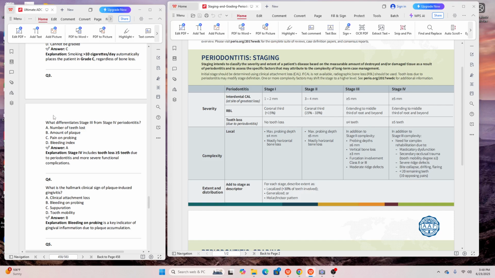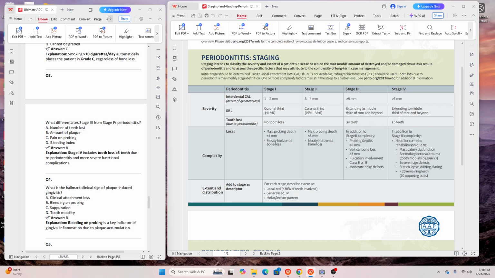Now let's see the question. What differentiates stage 3 from stage 4? Number of teeth loss? Yes. If it's 5 teeth loss, the patient is in stage 4. If it is 4 teeth loss, it is in stage 3. 6 teeth loss, stage 4. You understand? So 4 or less than 4 teeth is stage 3. 5 or more than 5 teeth loss is stage 4. That is the first basic difference between stage 3 and stage 4, and hence that becomes my answer. There are furthermore other things, but the basic difference is this.